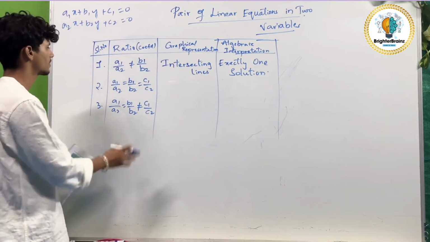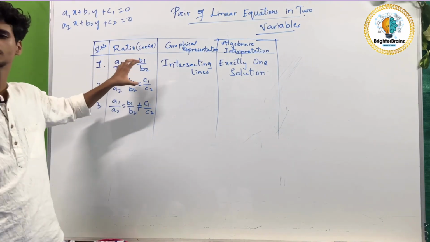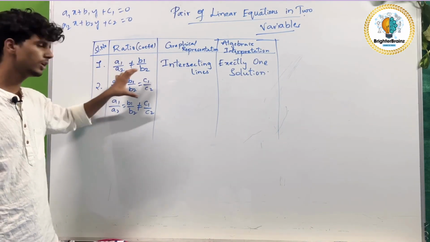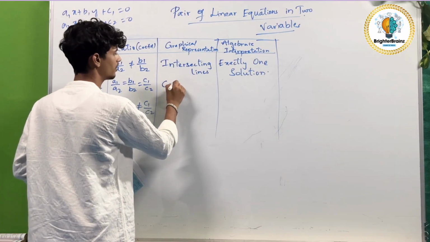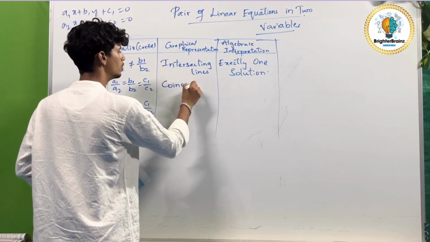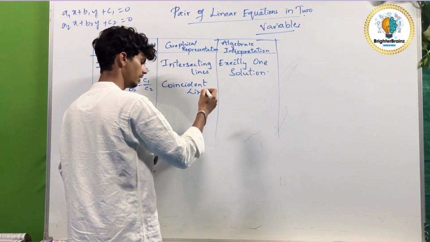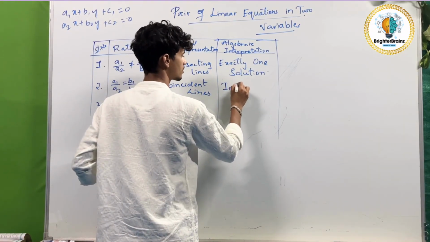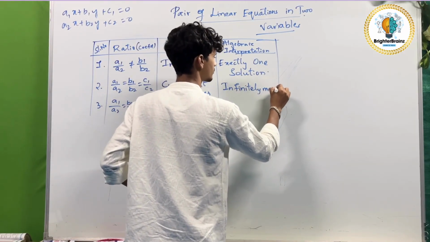Okay, and next, if all 3 ratios are equal, if coefficients and constants all are equal, then it will be coincident lines. So graphically those will be coincident lines, and next these will be having infinitely many solutions. So infinitely many solutions.